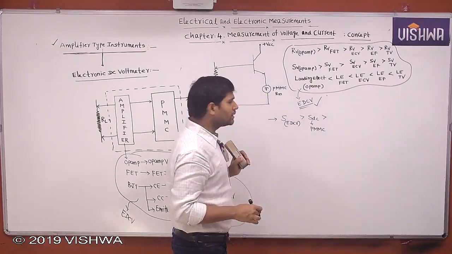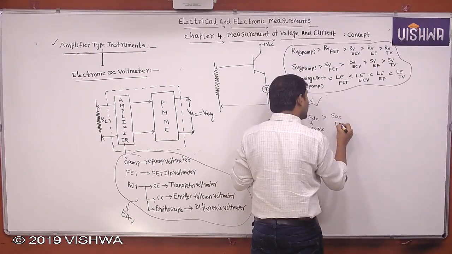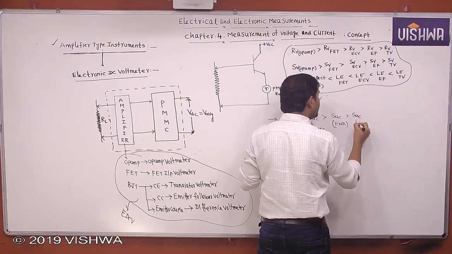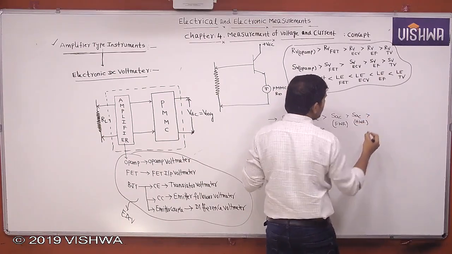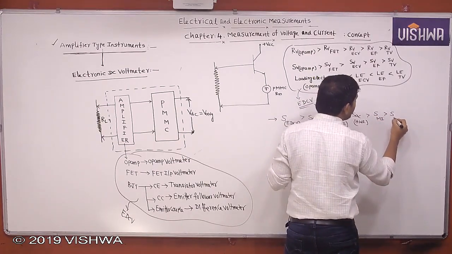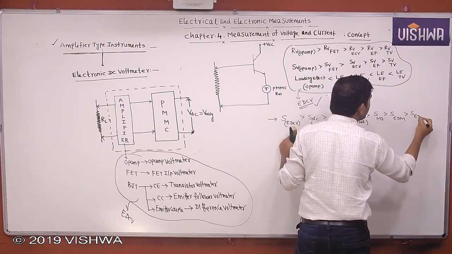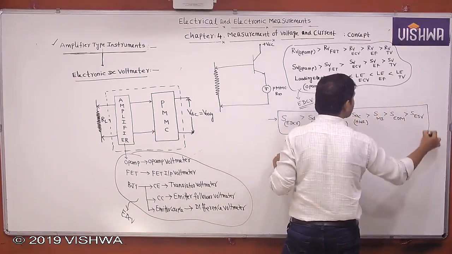Next, AC sensitivity of full wave rectifier voltmeter. The next one is AC sensitivity of half wave rectifier voltmeter. The next one is sensitivity of MI, sensitivity of EDM. The least sensitivity is the sensitivity of ESP, electrostatic voltmeter. Okay, this is the final comparison with respect to sensitivity.